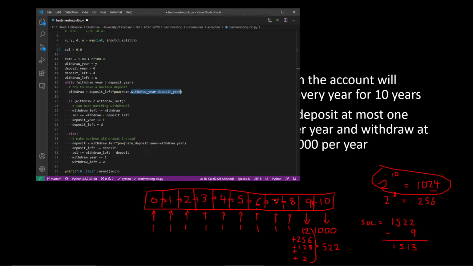So in this case, we had 10 years from the 0 to 10, so this is 10 minus 0. And the rate in this example, which was a second sample case, is 2, or 1 plus 100%. So in this case, we would see that this is 1 times 1,024. So this is saying if we did a maximum deposit, how much would we be withdrawing at the end, at that withdrawal year?